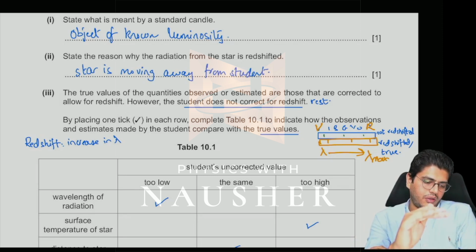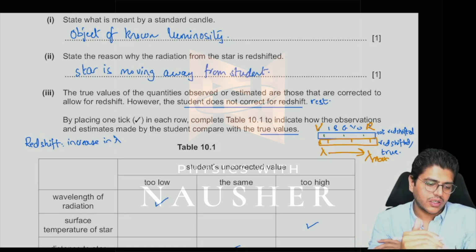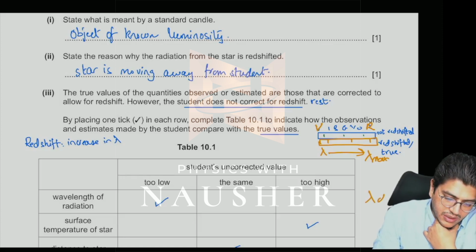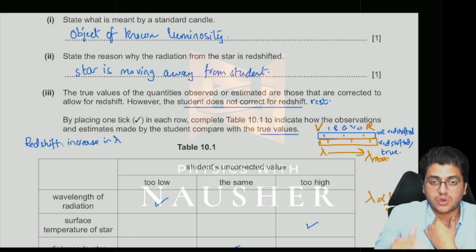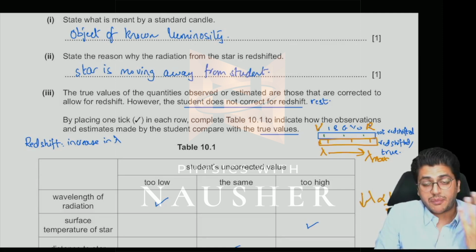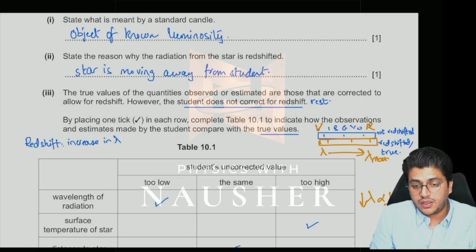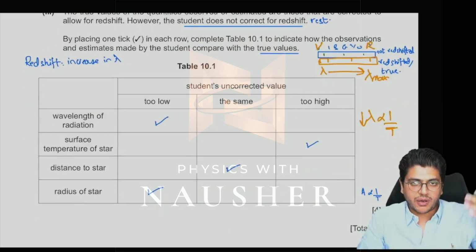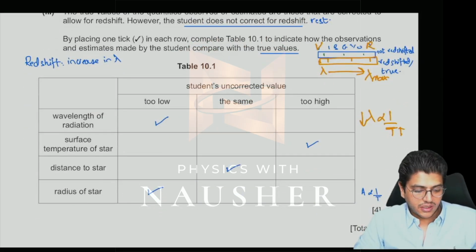Now, if you're writing a lower wavelength, lambda and temperature have an inverse relation in Wien's law. If you're writing a lower wavelength, the temperature that you would give us would also be wrong. Would the temperature be low or high? The temperature will be very high.